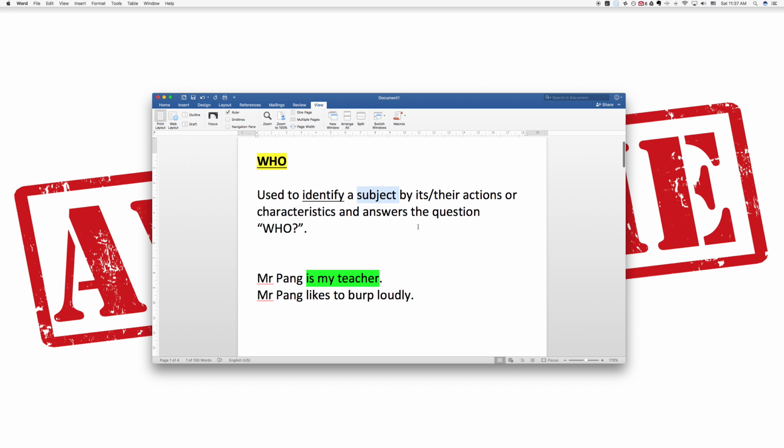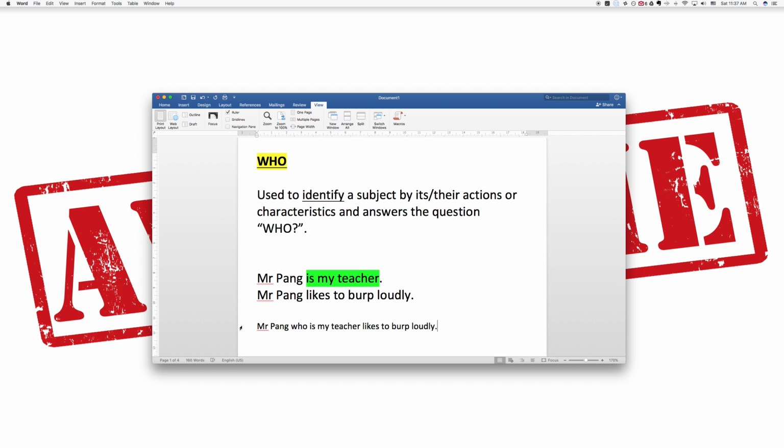Now let's take a look at the first example. Mr. Pang is my teacher. Mr. Pang likes to burp loudly. Can anyone tell me who the subject of this sentence is? That's right, it's Mr. Pang. Now, how do I use the connector who to link Mr. Pang to the identity that Mr. Pang has? That's right. Mr. Pang, who is my teacher, likes to burp loudly.